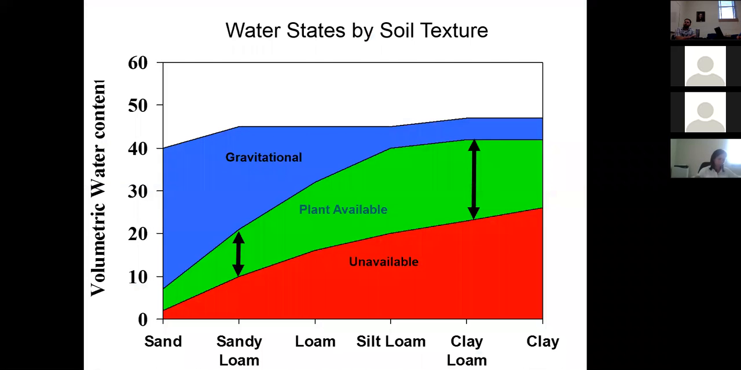As you can see here, we have different available water for different soil textures. For example, available water in clay loam soil is more than available water for sandy loam. Having this information helps you to manage your irrigation for your crops and to have an idea about how much water your soil can hold.